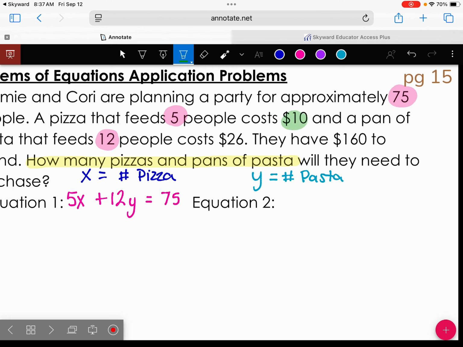So I've got $10 for pizza, $26 for pasta, and our total budget of 160. I have another group of 3 things. That gives me what I need for an equation. It takes 3 pieces of information to write an equation like this. So I know each pizza costs $10.